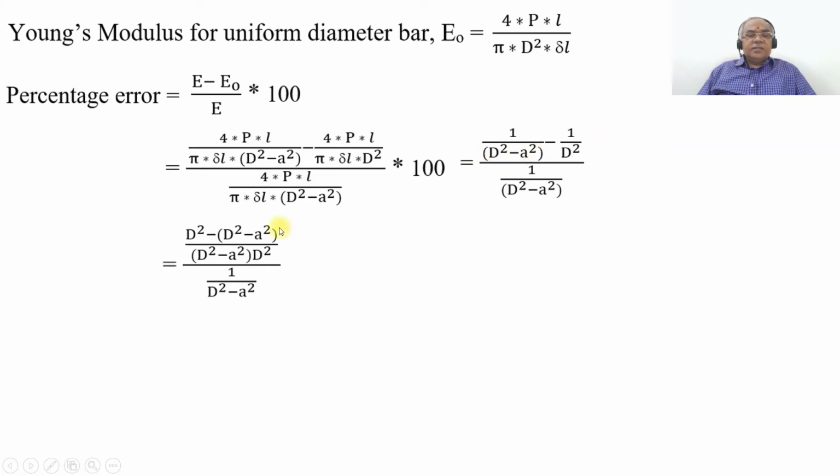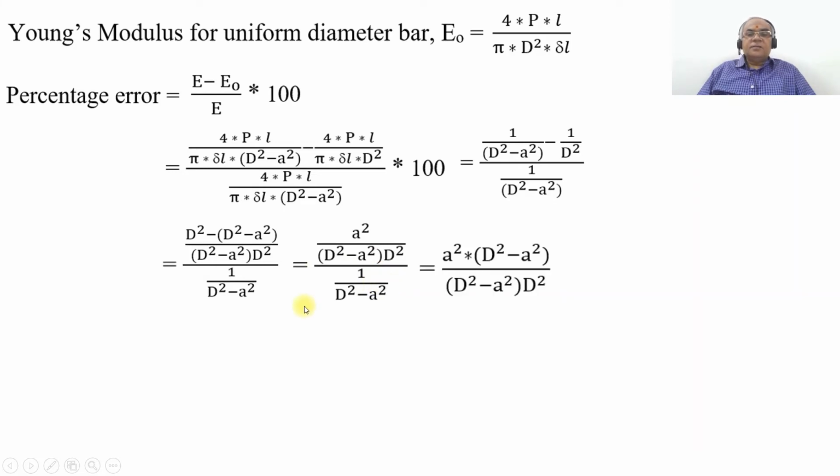Then D square minus A square will get cancelled and capital D square will come here. Minus of this d square gets cancelled, minus of (d square minus a square) divided by (1 by d square minus a square). So that is equal to what happens? d square minus d square is going to get cancelled, minus into minus becomes plus a square divided by (d square minus a square) into d square, that is 1 by d square minus a square. So d square minus a square and d square minus a square are going to get cancelled.